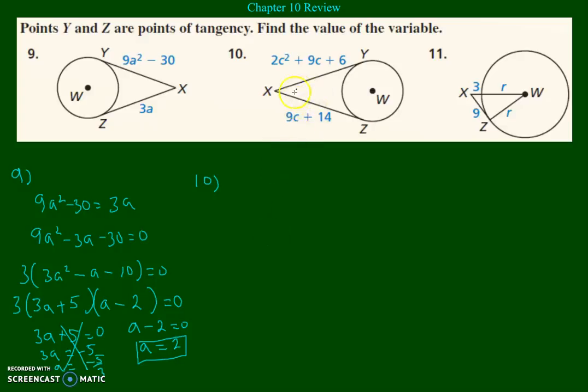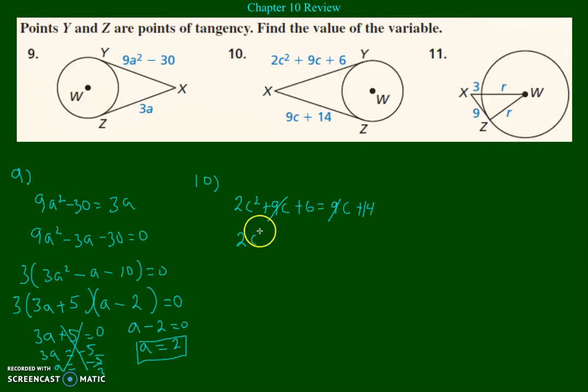In number 10, we have the same idea. We just have to set these two equal to each other. 2c squared plus 9c plus 6 equals 9c plus 14. Now when we move this to the other side, these two cancel out. And looks like we can just bring the terms to either side and solve by square roots.